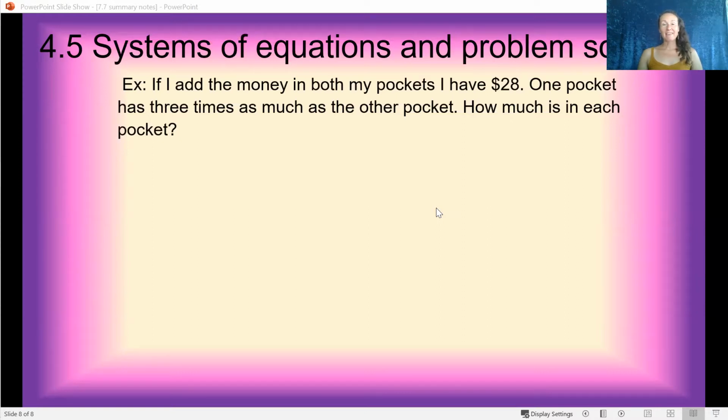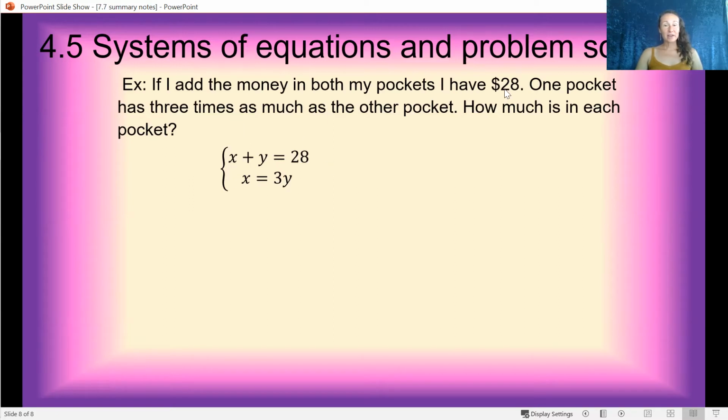Okay. And then I know that if I add X plus Y, I'm going to get $28. So that's my first equation. I also know that one pocket has 3 times as much as the other pocket. Here is where we differentiate our variables X and Y. Clearly, X is the amount of money in the pocket that has 3 times as much, right? So Y is going to be the smaller quantity. X is 3 times Y.